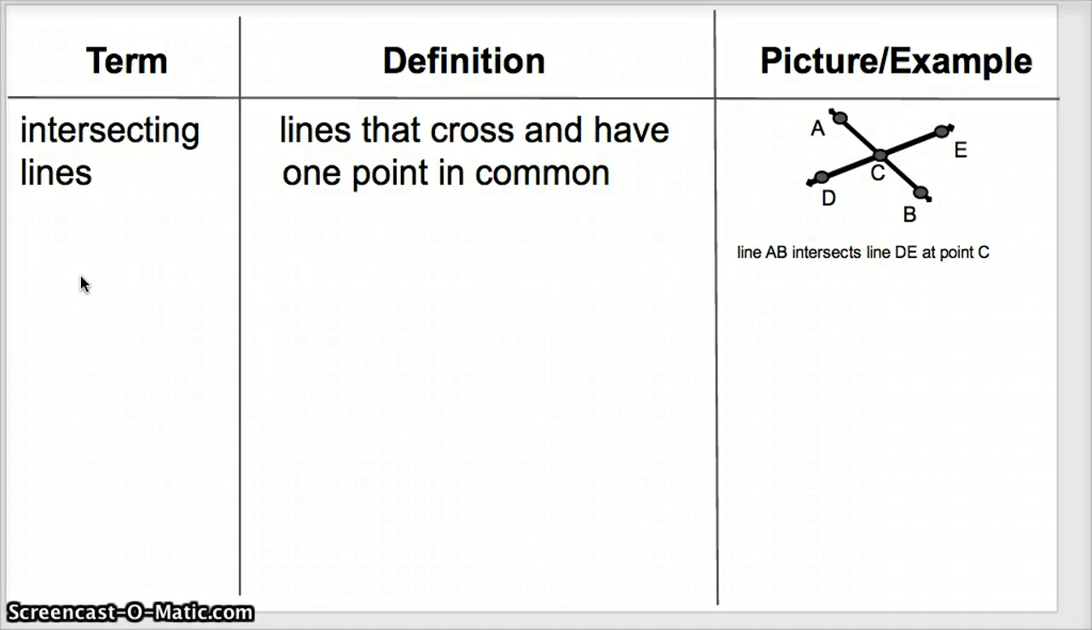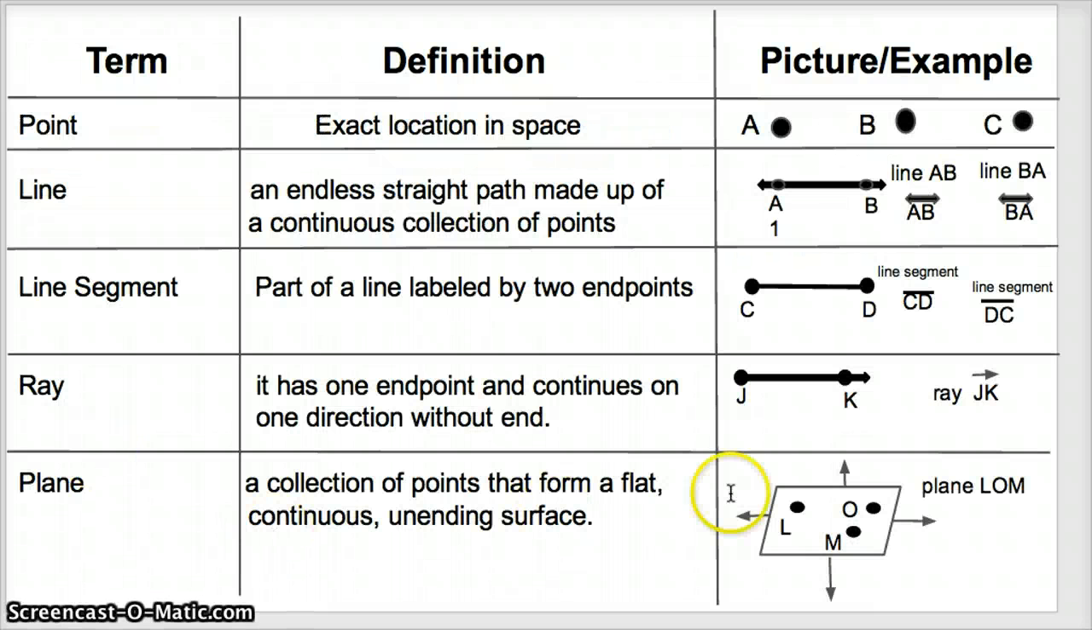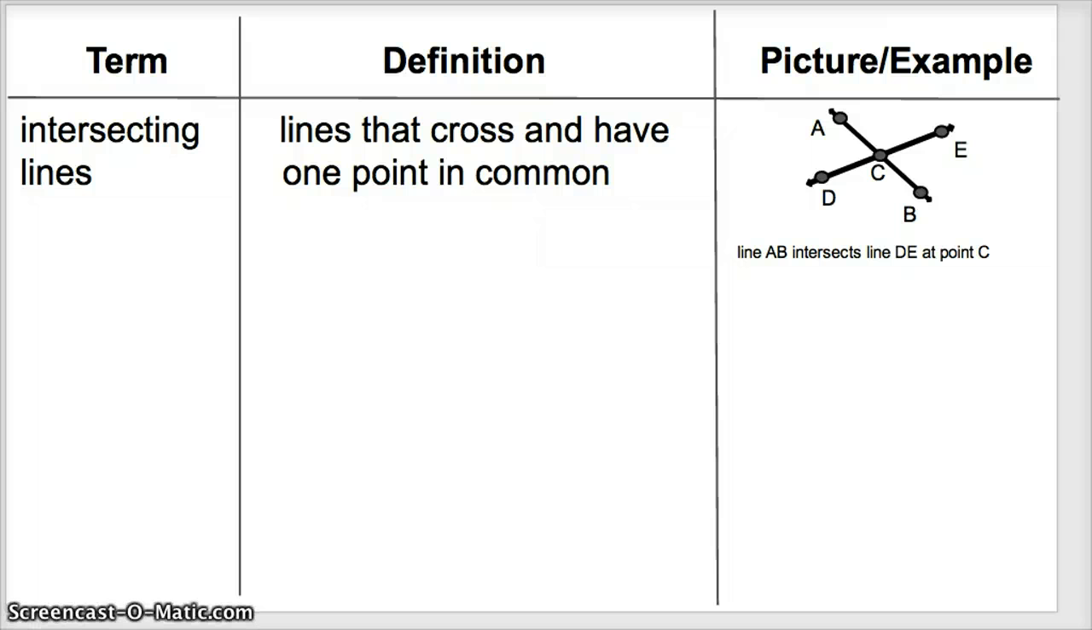Just split your page into three, leaving most of the room for the definition and picture and example. So to continue on with your notes, after your first term, right underneath plane, you'll draw a line underneath plane, and your next term should be intersecting lines. Should all be on the same page. Just kind of split up the notes a little bit, just to see if you understood halfway through, and went on from there.